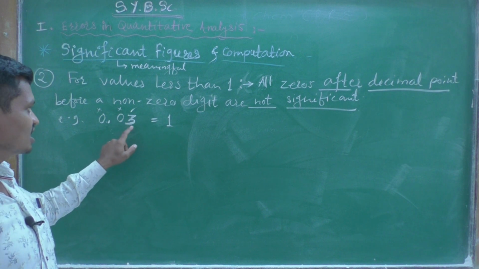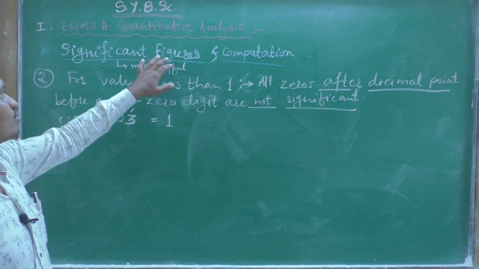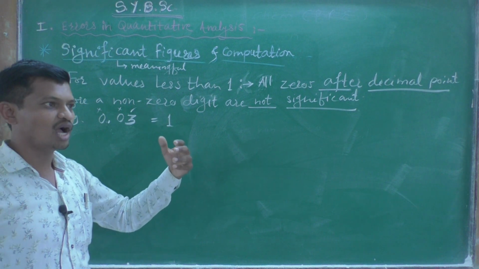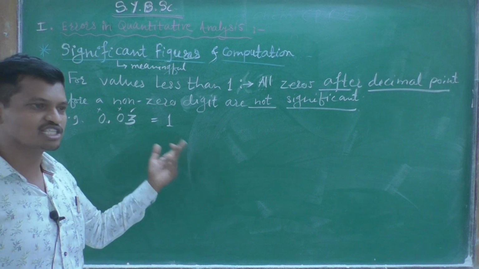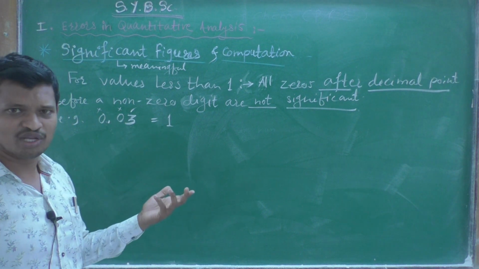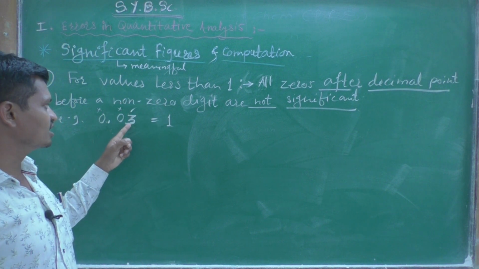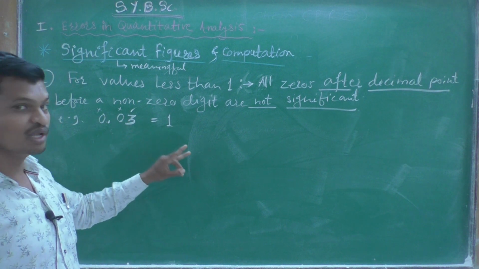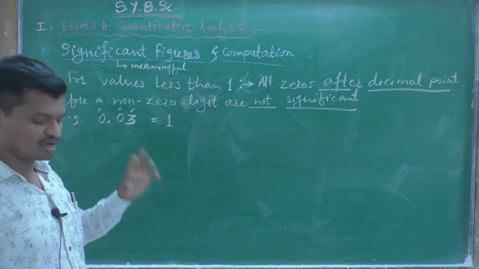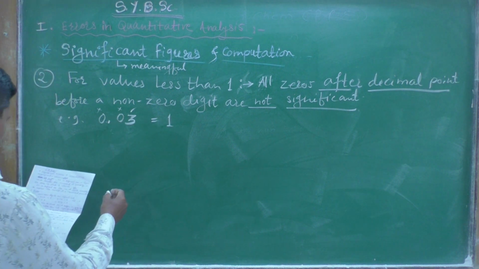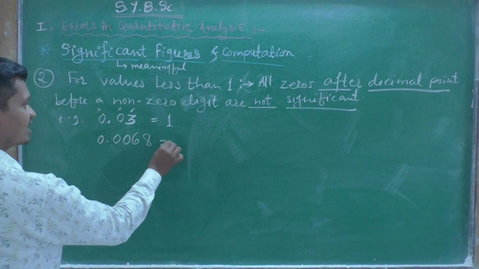So in 0.03 the number of significant figures is only 1, because this 3 is a non-zero digit giving a meaningful idea about that particular number. This 0 is used only to express the decimal point, and this 0 is also not meaningful according to this rule. So the significant figure in 0.03 is only 1. Then take another example, 0.0068. You can take any number here.